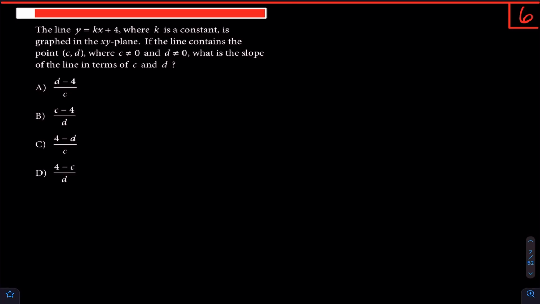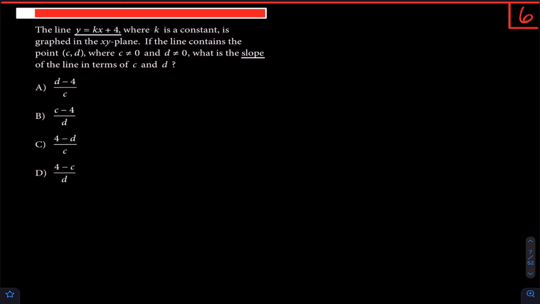So for our next problem here, problem 6, this problem says the line y equals kx plus 4, where k is a constant, is graphed in the xy plane. If the line contains the point c comma d, where c and d are both not equal to 0, what is the slope of the line in terms of c and d? So what are we trying to find here? Again, let's underline that. We're trying to find the slope of this line in terms of c and d.